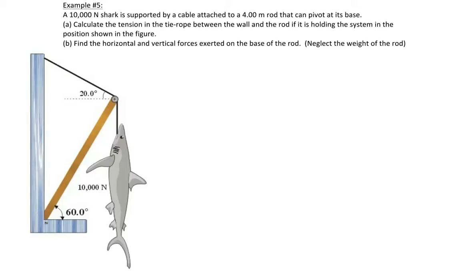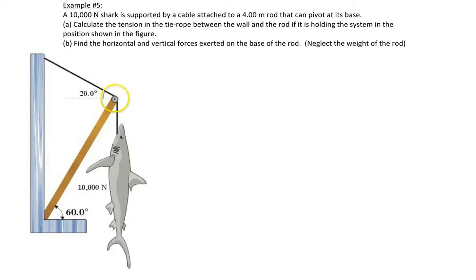rod. We're going to neglect the weight of the rod, so we're going to assume that the weight of that rod is weightless or negligible compared to the weight of the shark and the tension of the rope and so forth. Okay, so the first thing we're going to do is draw a free body diagram for this particular body. I'm going to just label the forces right directly on this particular rod that's in equilibrium.